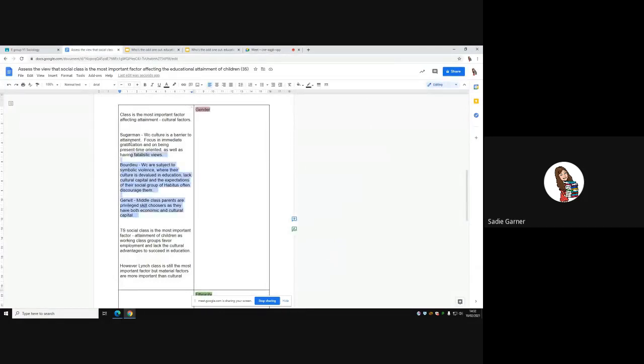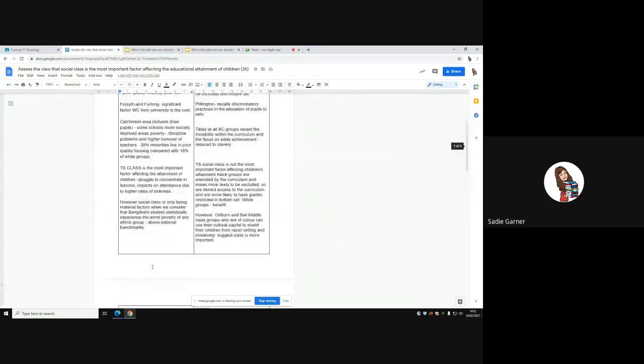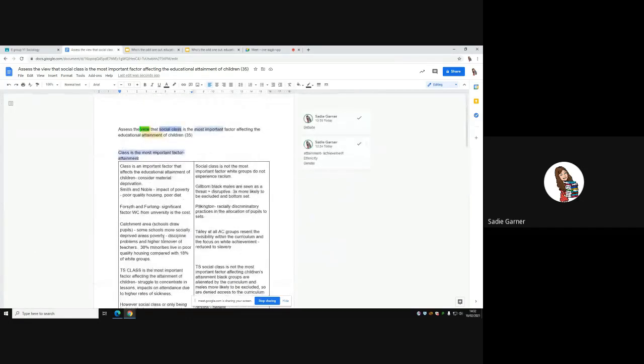Three pieces of knowledge. This shows specifically addressing the question: class is the most important factor because they tend to focus on employment, maybe less time to study. However, class is still important, but it's still material that's of greater significance than culture. However, this question, because it's got attainment, remember I said to you, really wants you to debate, is it class that's most important or other factors?